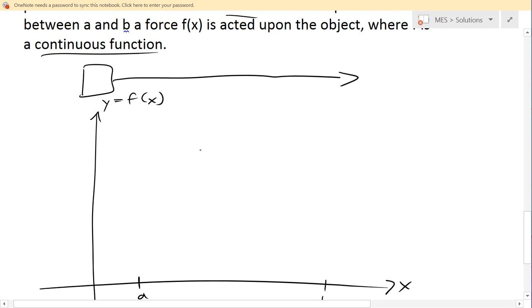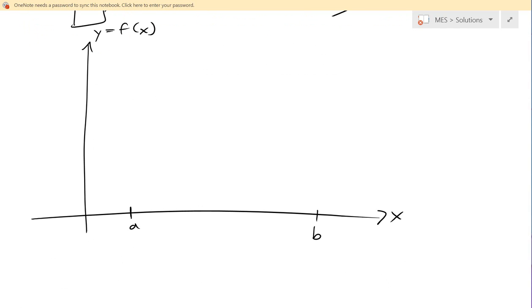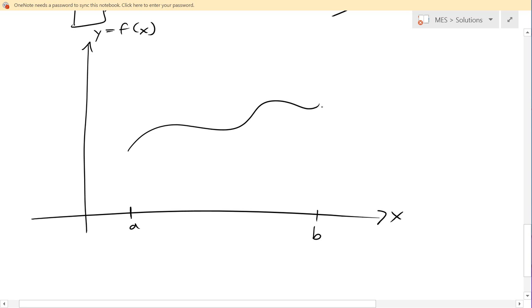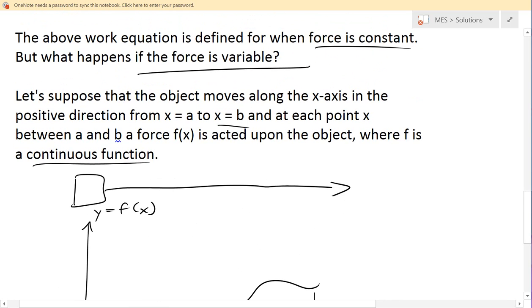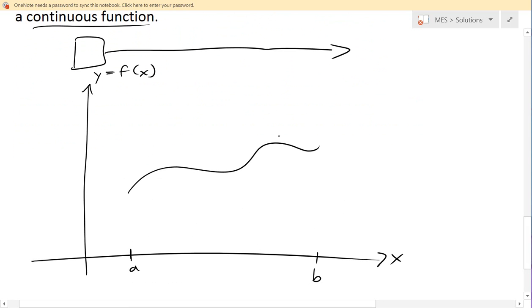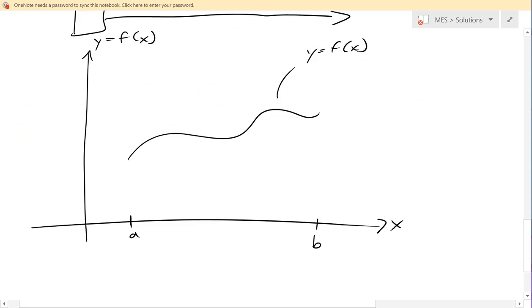So this is the force, and this is the graph showing the force at every position x right here. So let's say it looks something like this, so it's not constant. So we'll just stick with this right here. Now the idea of finding the overall work done to push this, we'll call this y equals f of x. This is the force on the object.